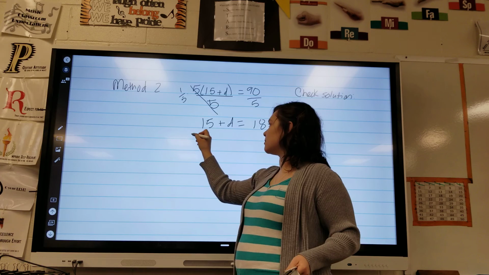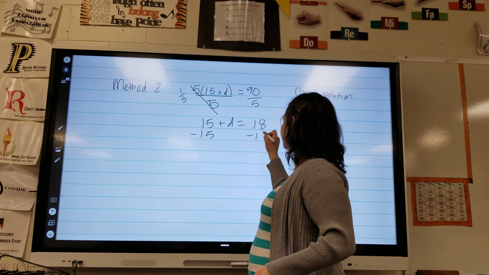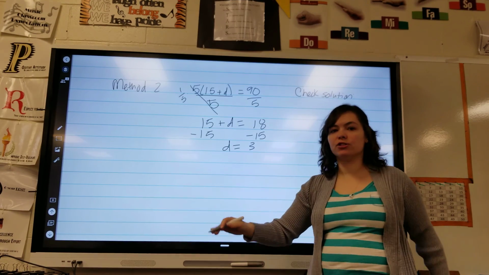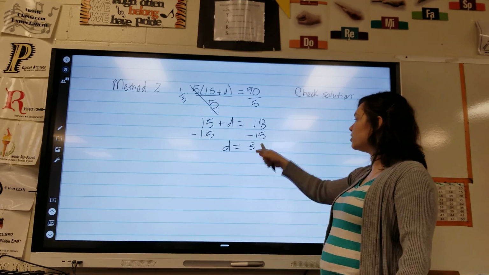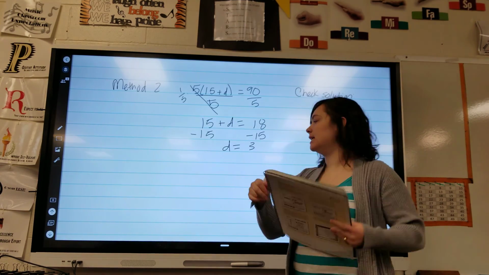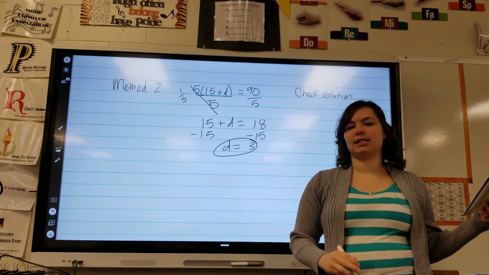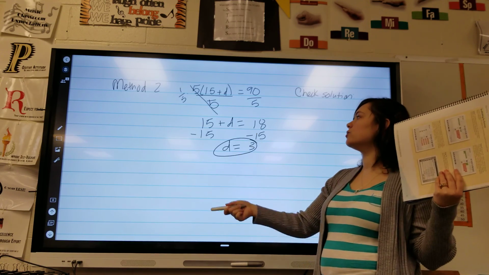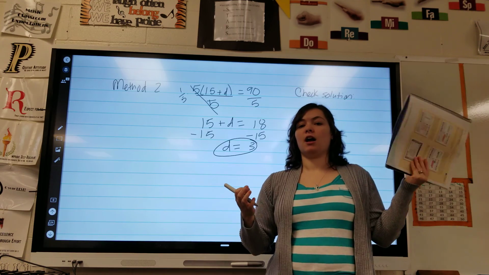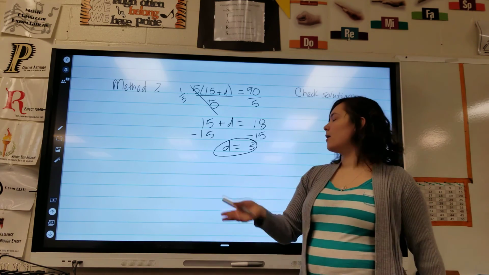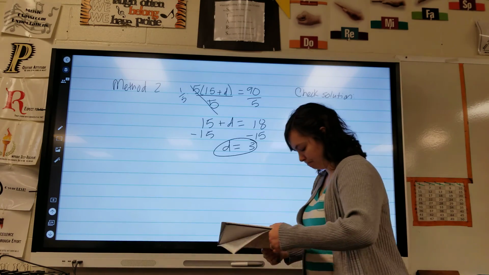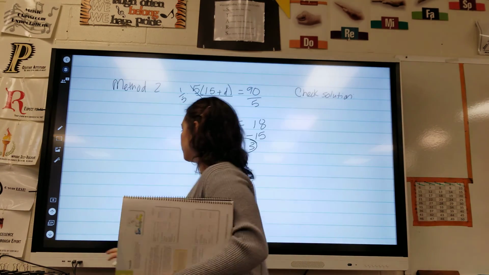Okay, now we can subtract 15 from both sides, and we're left with D is equal to 3. Same answer as before, folks, same answer. And if we put 3 in there, 90 would equal 90, and D equals 3 is the correct answer. So here we didn't even use the distributive property. We only used our properties of equality, and we still got the same answer. Either one is correct.